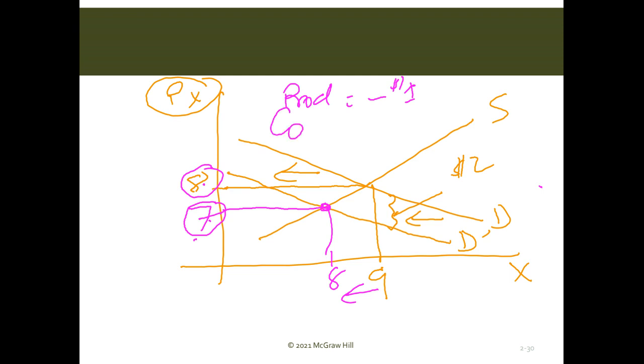So I'm writing here, consumers or buyers, same thing. Consumers are paying this $7 and plus $2 for taxes as well, because tax is imposed on buyers, sellers. So that would be $9. So consumers are actually paying $9, not $7.